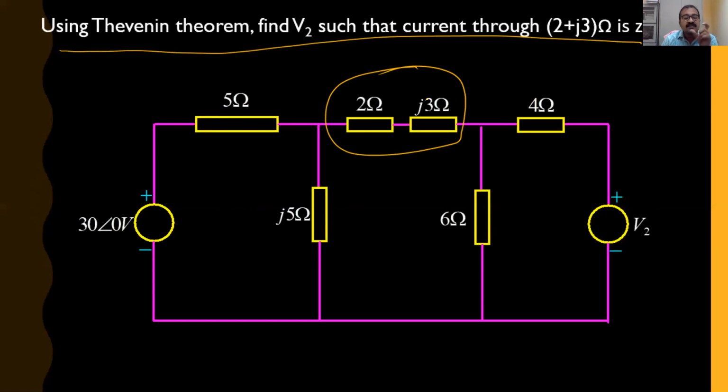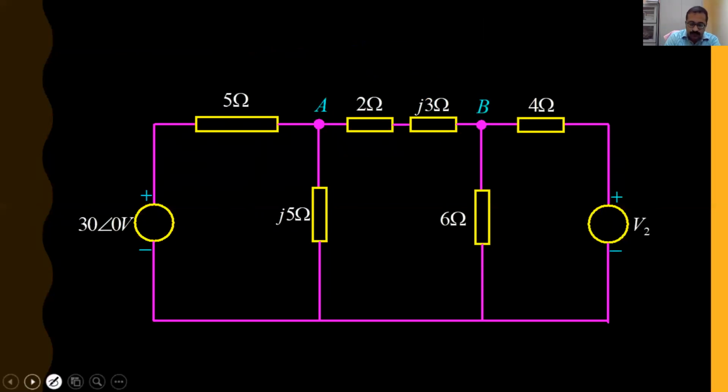So here, which is the load point? AB. It should be this. So first we have to remove this 2 plus J3 ohm and open circuit the terminal. That is what you are seeing here. Now you have to find the Thevenin equivalent with respect to points A and B. So keep in mind, Thevenin equivalent comprises a Thevenin voltage VTH in series with a Thevenin impedance ZTH.